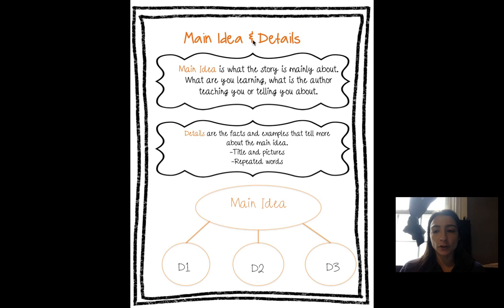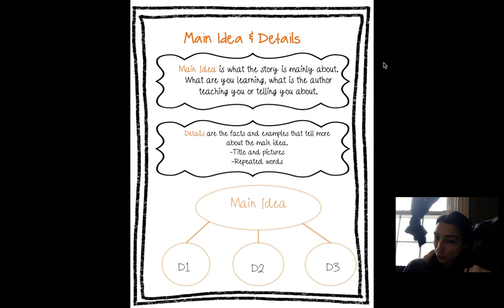I'm going to read the definition I have of the main idea here. It says the main idea is what the story is mainly about. Like I said, you could think about the author's purpose: what is he informing you about, or what is he entertaining you about? The answer to that question is what your main idea is going to be. What are you learning from the author? What is he teaching you, or what is he telling you about?